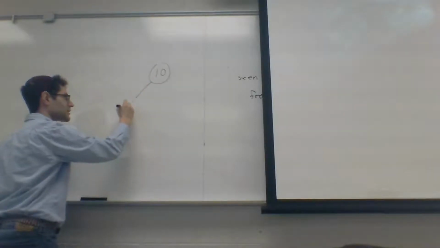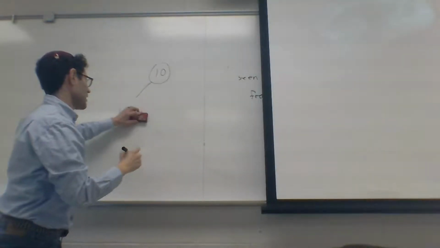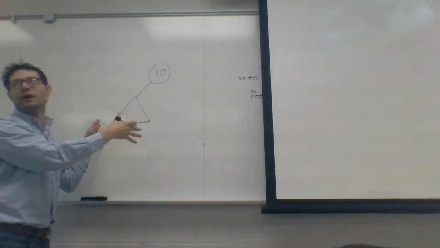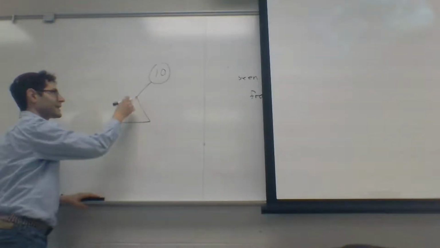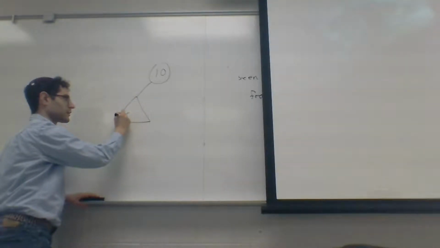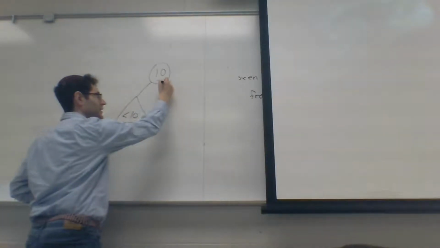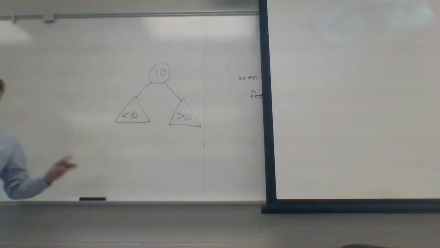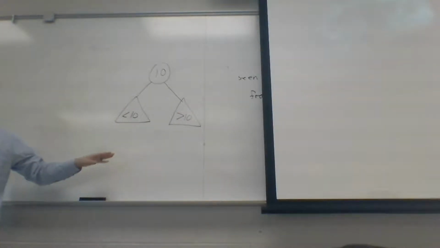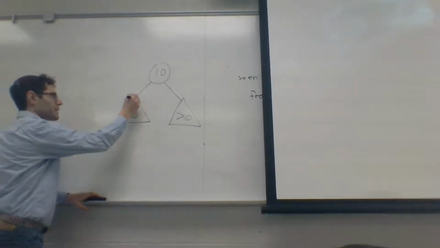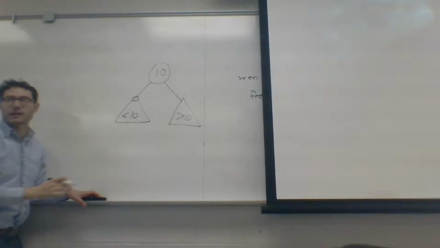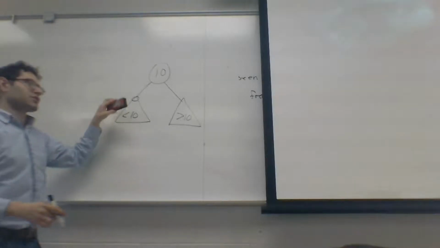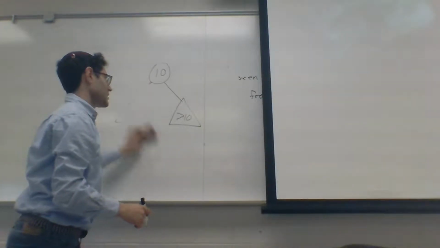Yep. So everything over here, and I'm going to draw a triangle, which simply means there's a giant tree here of indeterminate size, everything in this subtree is less than the root, so less than 10 in this case. Everything over here is greater than the root. And this property is recursive, meaning that if we have a subtree root, everything less than it goes to the left of it, and everything greater goes to the right of it. So let's start out with just this single tree, and we're going to start adding things to it.